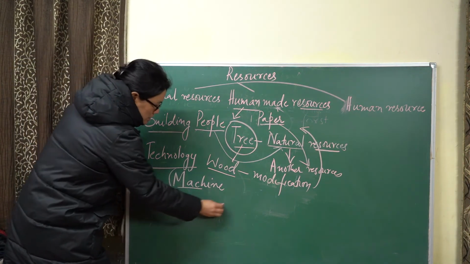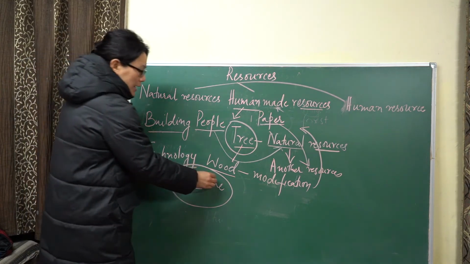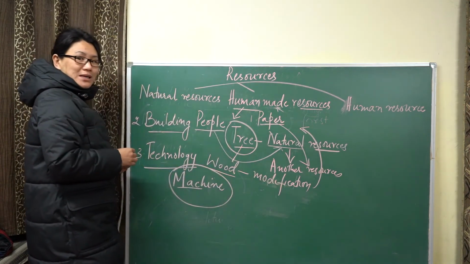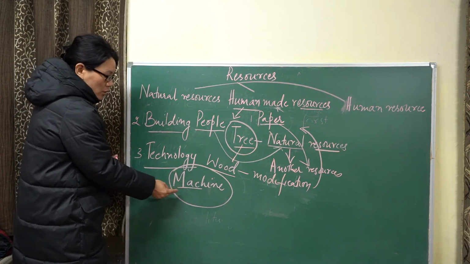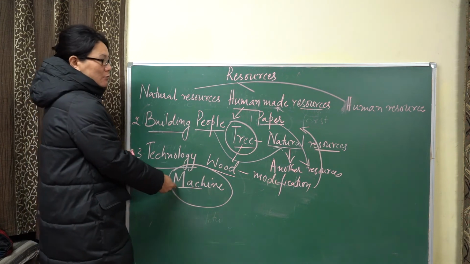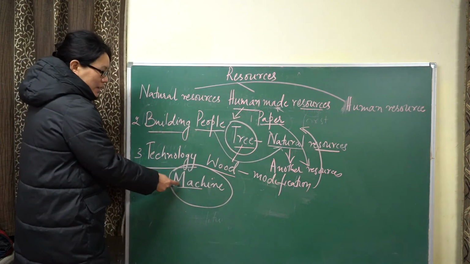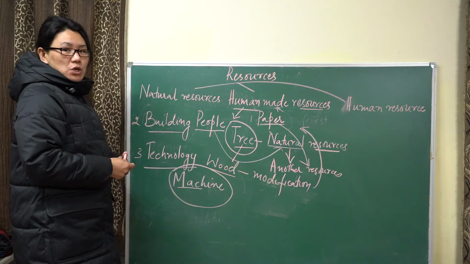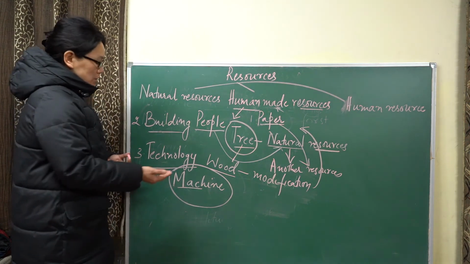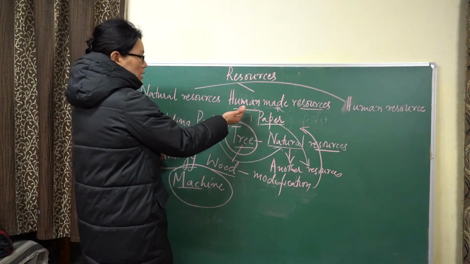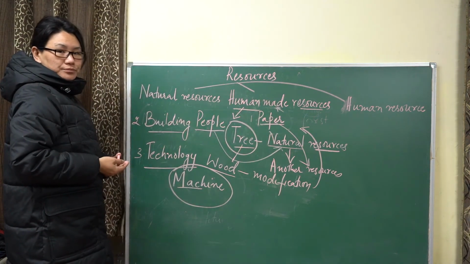Say for example, this machine has utility, usefulness, right? And it satisfies human needs. Is that clear? And who is making this machine? Obviously, it is human. It is people. And to make a machine, they are making use of so many other resources. Alright, so this technology is also an example of human-made resources. Alright.